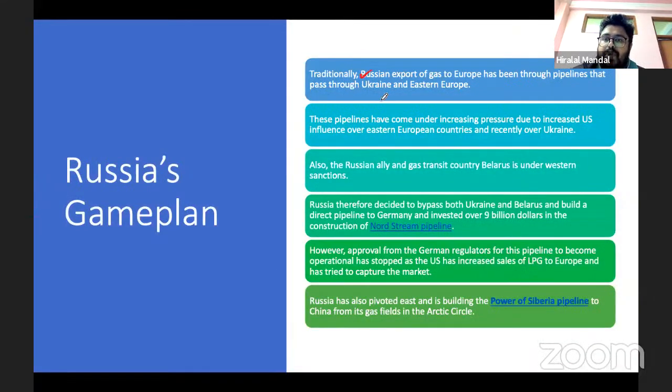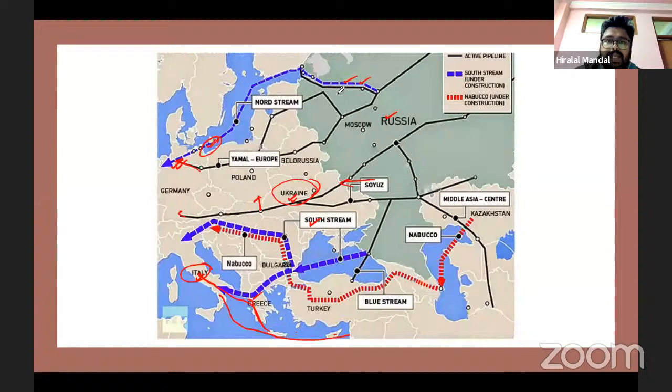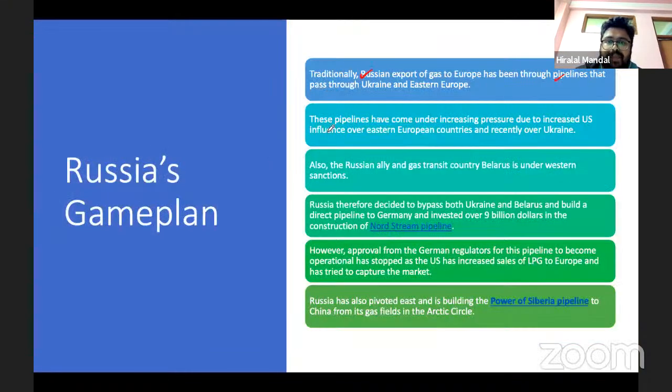So Russian export of gas to Europe is already going through the various pipelines. We have discussed the various pipelines that are already active. These are all active pipelines, whereas these are the pipelines which are under construction. And that is where it is going on. So these pipelines have come under increasing pressure due to US influence over Eastern Europe.